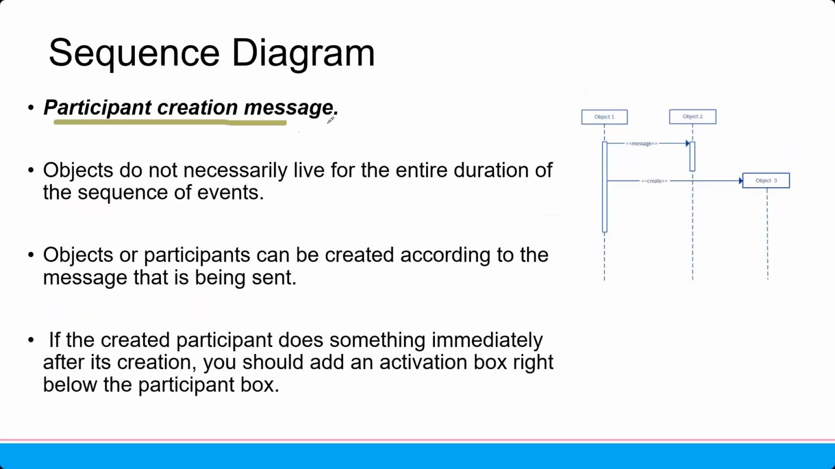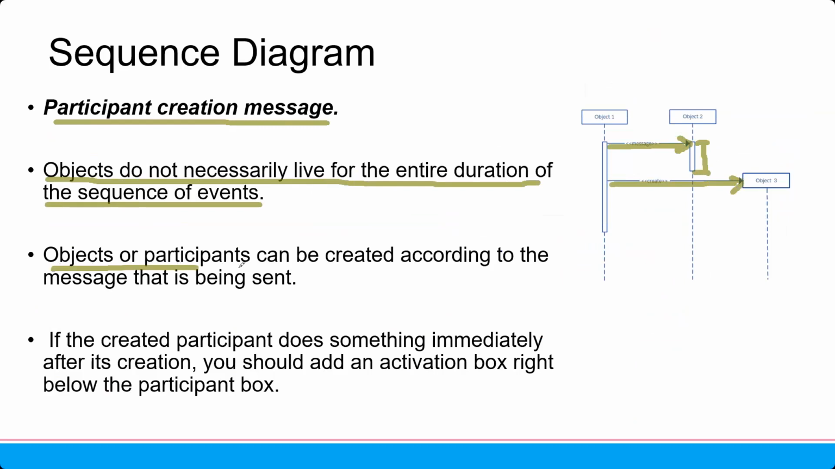There's another kind of message, we call it the participant creation message. In the participant creation message, objects do not necessarily live for the entire duration of the sequence of events. So if you send a message here to object 2, this should be alive, or this should do something. But for the participant creation message, we can just send something to object 3. Okay, just send a message.